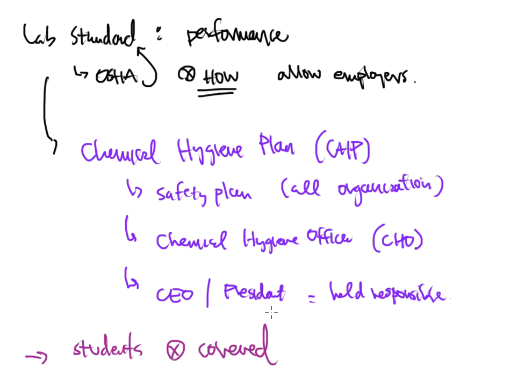Okay? So in the next video, we're going to continue on with the discussion of a chemical hygiene plan. We now know it's a safety plan. We now know that all organizations need to have one. We know that the person in charge of the chemical hygiene plan is called the chemical hygiene officer, and that bigwigs, CEOs and presidents, could be held responsible if the institutional organization does not have a CHP in place. Okay? All right, so in the next video, we'll pick up from here and we'll continue on.